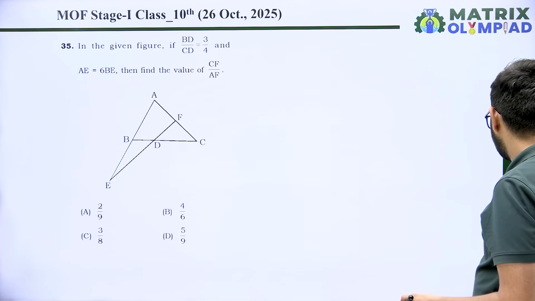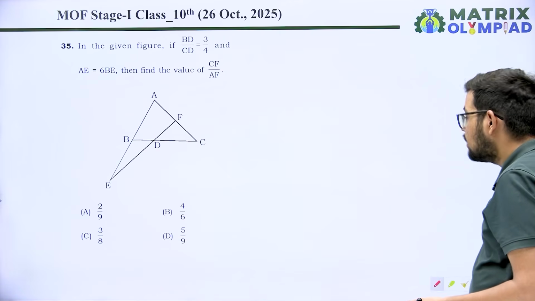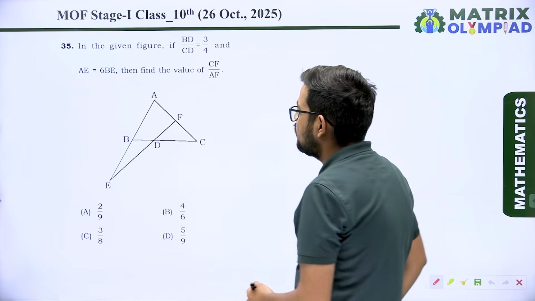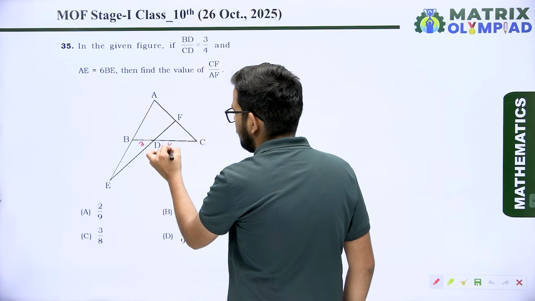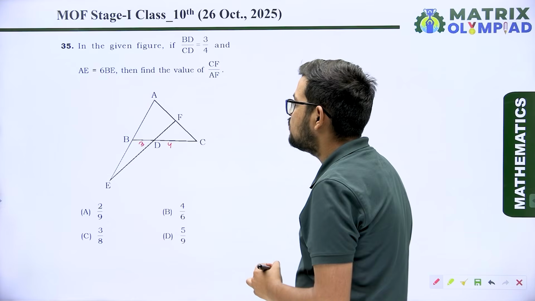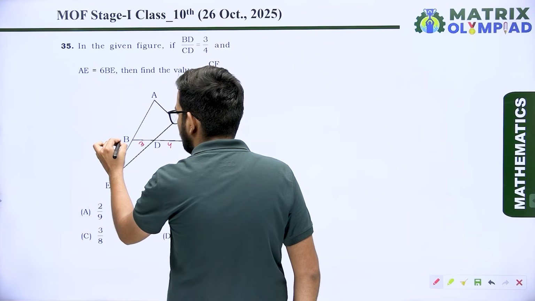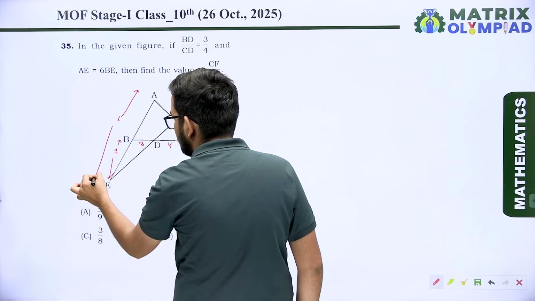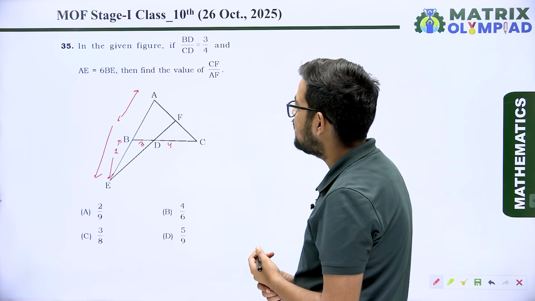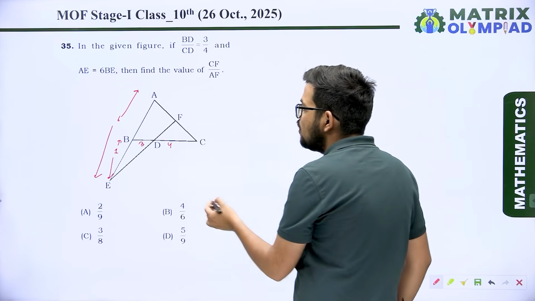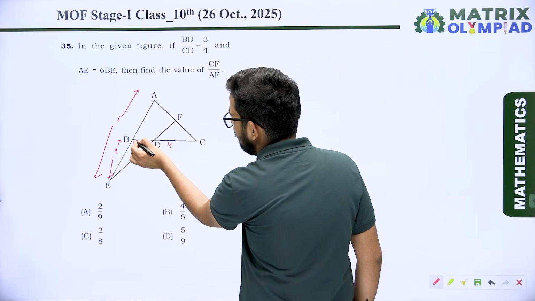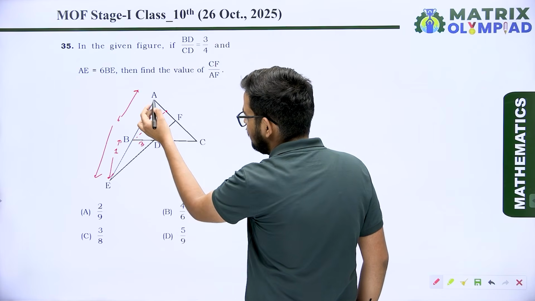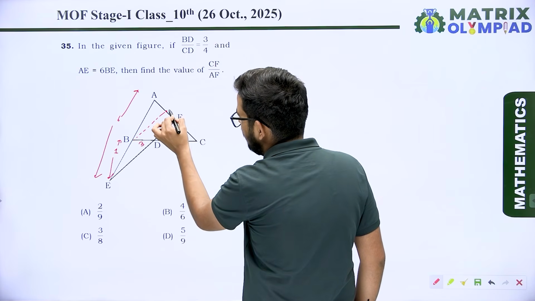Question number 35. In the given figure, BD upon CD equals 3 upon 4, and AE equals 6 BE. So let us assume BE equals 1. So AE will be 6. Now find the value of CF upon AF. So what we will do? We will draw a line from B parallel to DF and intersect AC at point M.